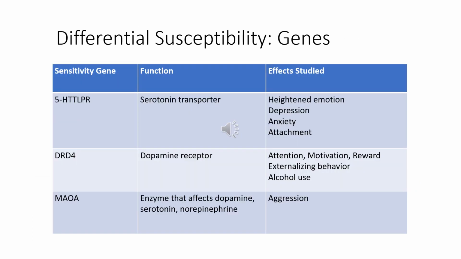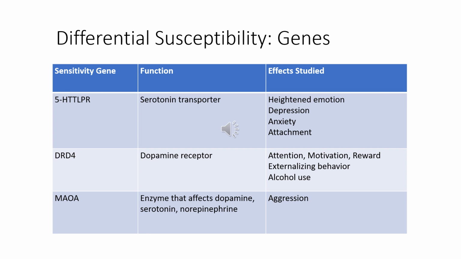These are the genes that have been most studied as far as differential susceptibility, or that are the most relevant to our class. The sensitivity or plasticity gene is listed on the left there. We have 5-HTTLPR, which we'll refer to as about serotonin, and it is associated with emotion, depression, anxiety, attachment.